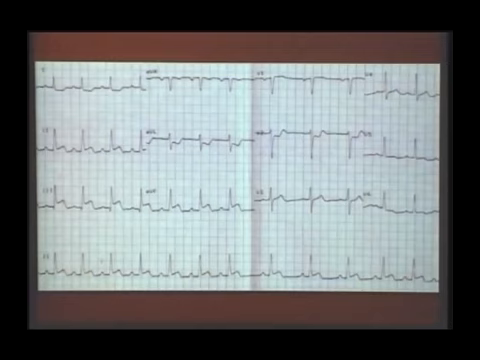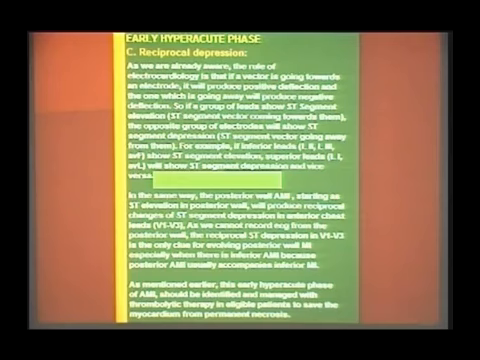So the third important change of a hyperacute phase is what is known as reciprocal depression. Reciprocal depression is nothing but the same principle we have told you right from the first lecture: if an impulse goes towards an electrode, this electrode will be positive; going away, it will be negative.